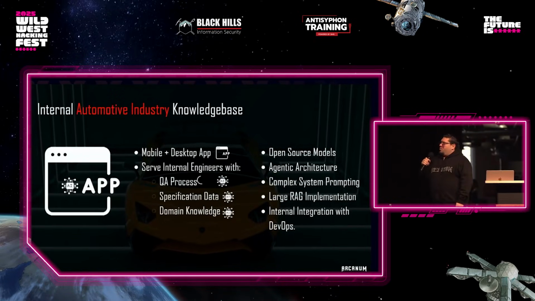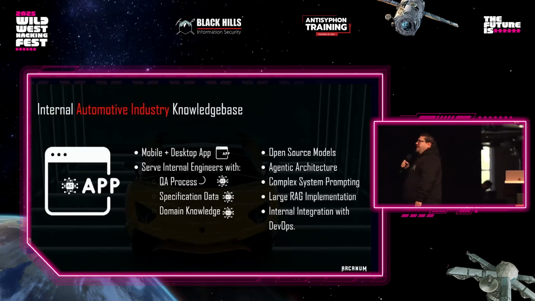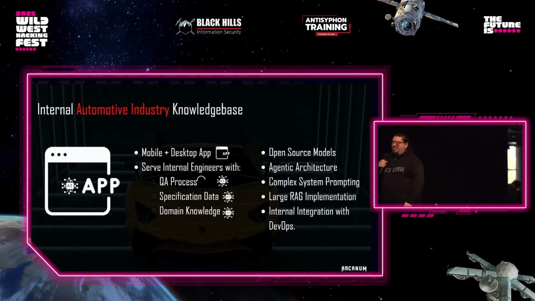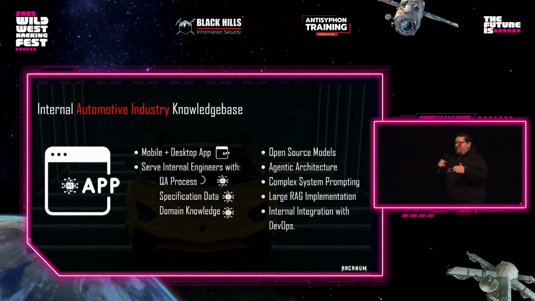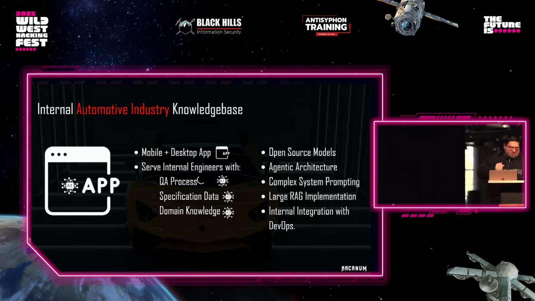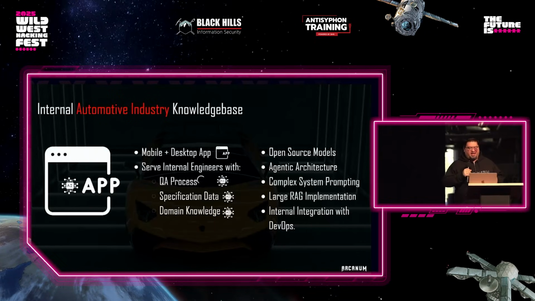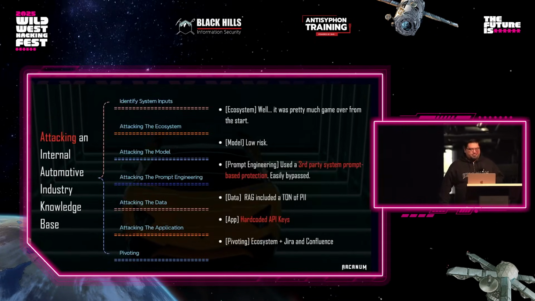The next one is one of our automotive customers. They wanted to build a mobile and desktop app. This is an internal employee app to serve engineers with QA process, specification data, and domain knowledge. So they needed to do this by hooking up a whole bunch of different systems that had this data. They wanted to use open source models. It was agentic in architecture. They needed a large database with all this information in it, and it had about 3 AIs in the cycle for this system.